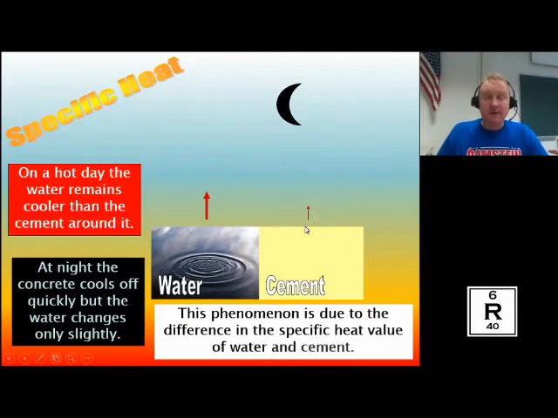This phenomenon is due to the difference in the specific heat value of the water and cement. Water has a very high specific heat value, so it takes a lot of energy, like in this instance the sun, to heat up that water. It doesn't change temperature quickly. Cement has a much lower specific heat, so the energy that it gets will change the temperature quickly, but it also will lose that temperature quickly. Water is hard to heat up, and it's also hard to cool down.